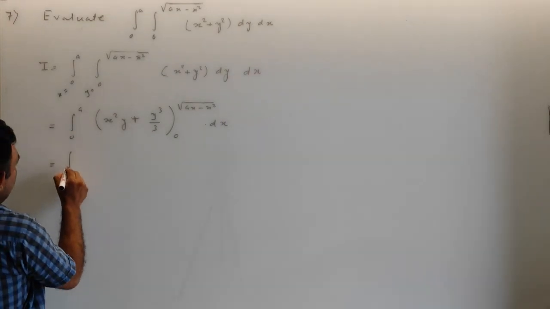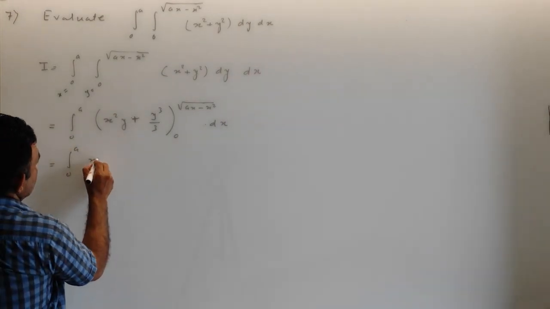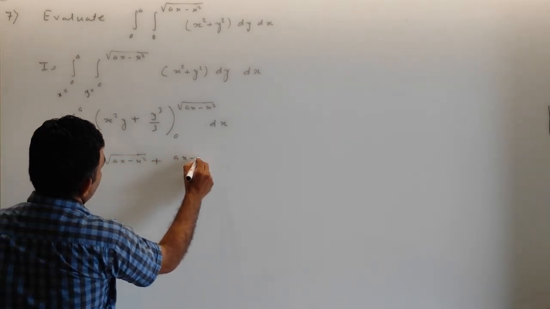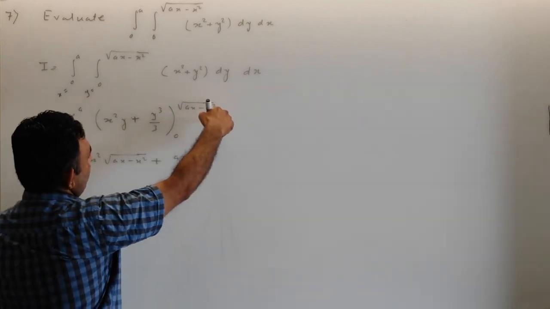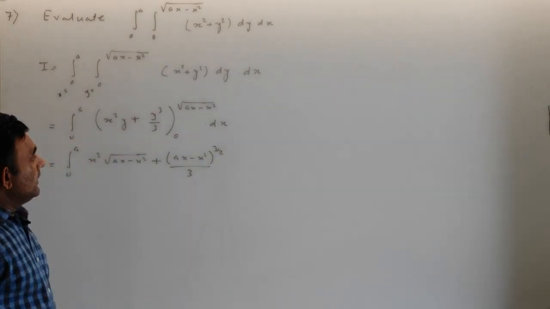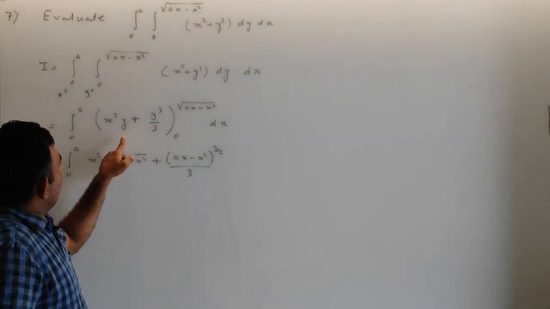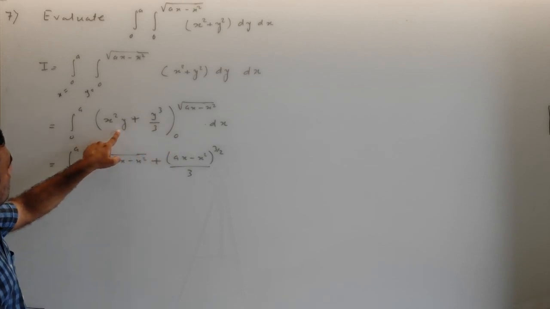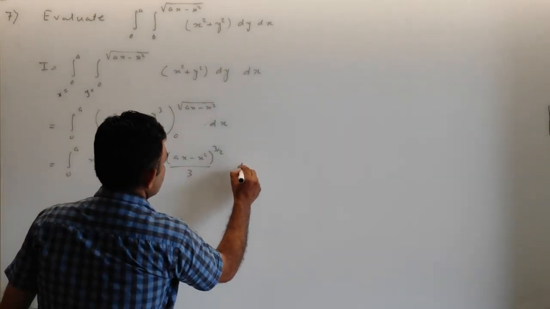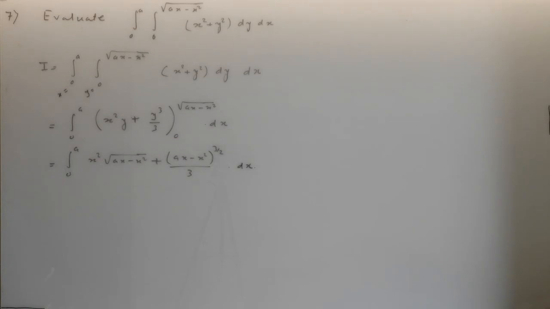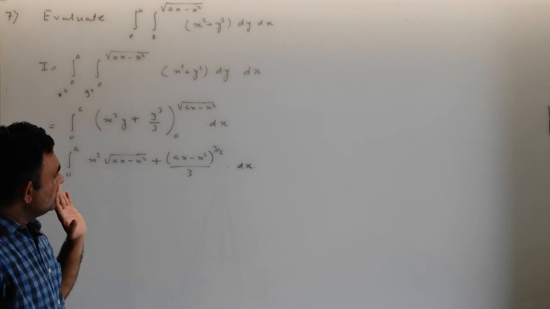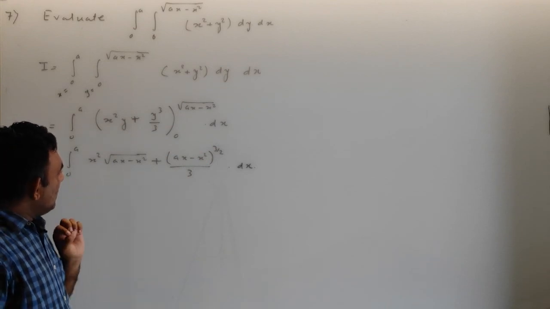Now it is the integration 0 to a of x square under root ax minus x square plus (ax minus x square) raised to 3 by 2 divided by 3, and minus, now you put y equal to 0, so this term is 0 and this term is also 0, so no need to write, so we are left with this only dx. Now it is a simple integration, it is only a function of x.